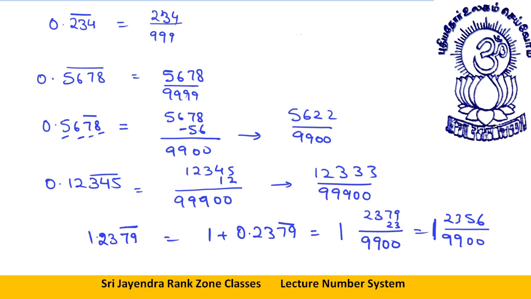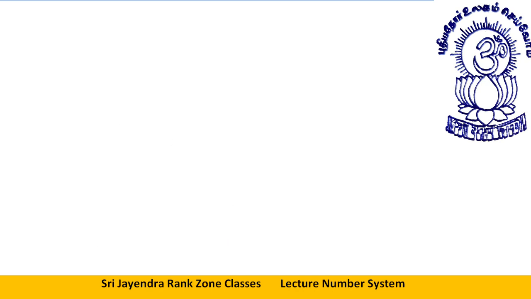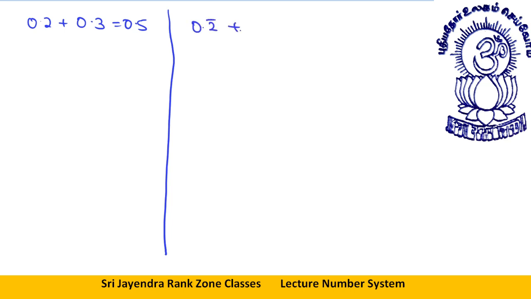Okay, dear students, let's move to the next thing now. Now we come to one more topic for this, that is addition of recurring decimals. Suppose I say 0.2 plus 0.3. You all know that becomes 0.5. But if I say 0.2 bar plus 0.3 bar, that will also automatically count to 0.5 bar.